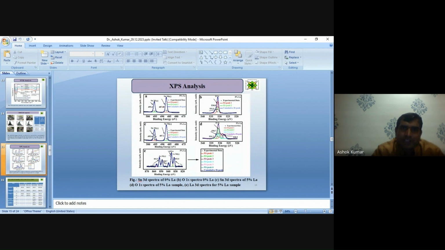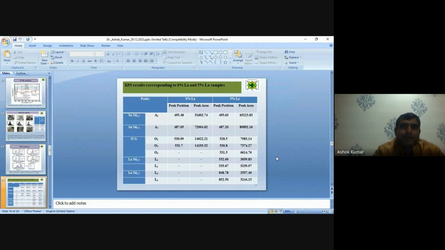And this is the 3d spectra of 5% lanthanum, indicating that there are 2 states of lanthanum, 3d 5/2 and 3d 3/2. Such peaks are not observed in the case of 0% lanthanum. So this is another confirmation of the presence of lanthanum in the sample. As we can see here, the area under the curve is increasing.